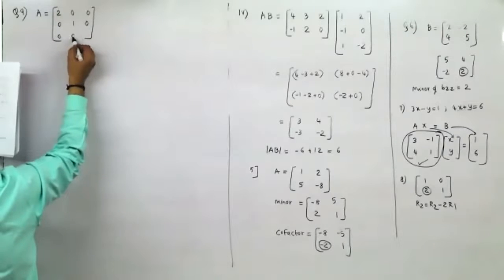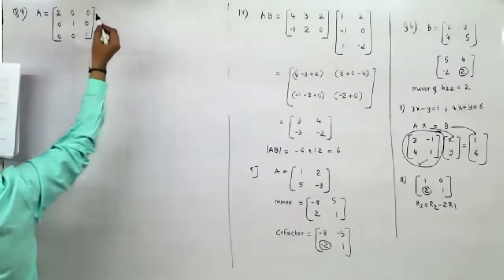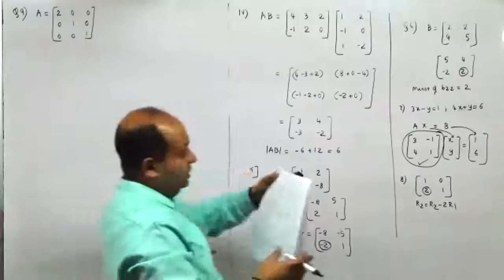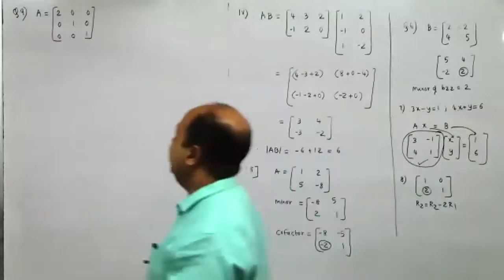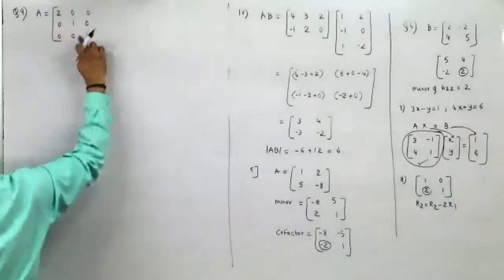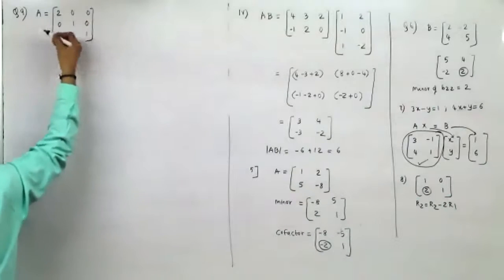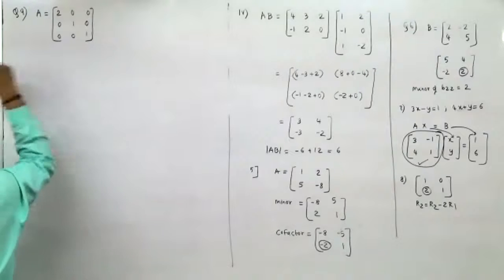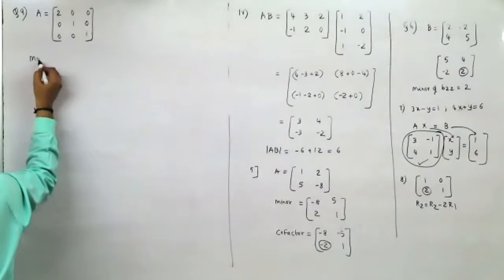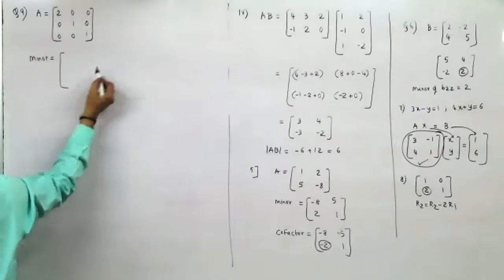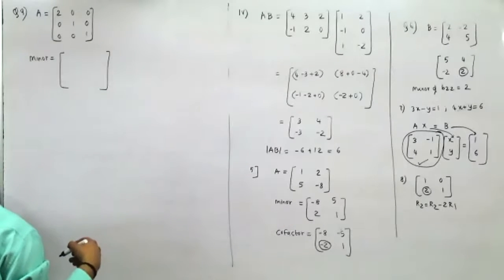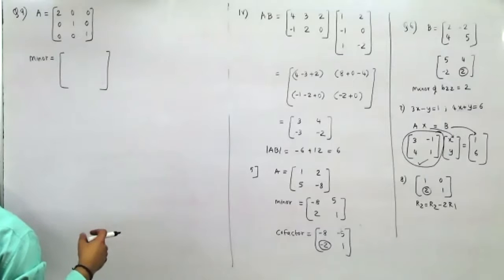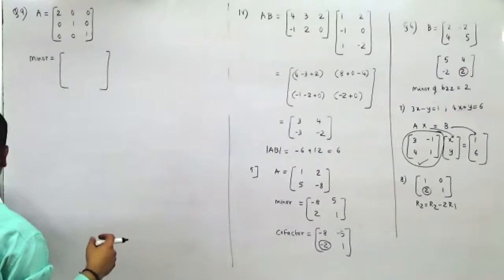0, 1, 0, 0, 0, 1, adjoint of A. Determinant value of adjoint of A. First of all, this is the matrix. Its minor would be what? There should be some direct method for this. Adjoint of A, determinant value. It should be the same, I guess.